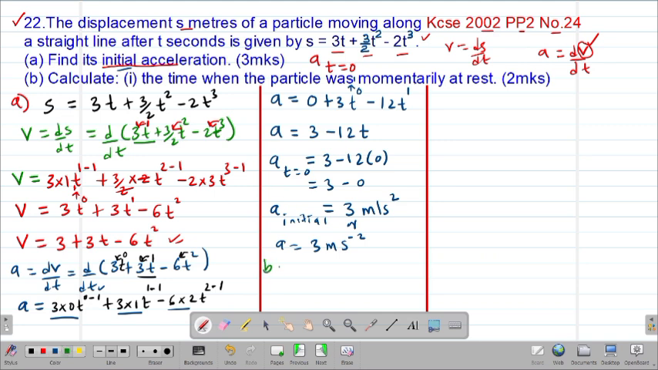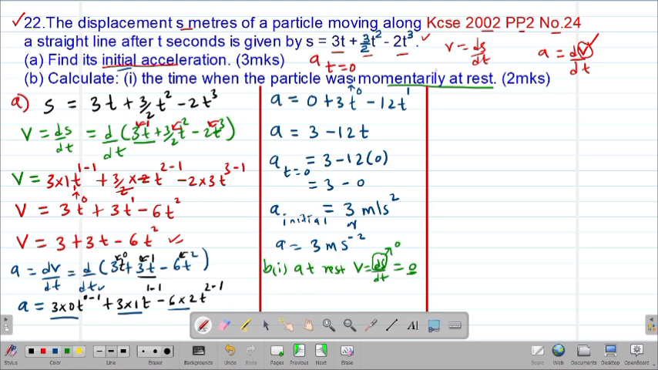So this is B Roman 1. We are told to calculate the time when the particle was momentarily at rest. We said that when the particle is at rest, the velocity of that particular particle, which is ds over dt, will always be equal to 0, because at rest there is no change in displacement. Therefore, whenever ds is equal to 0, ds over dt will still give us 0. So at rest, the velocity, which is ds/dt, will always be equal to 0.